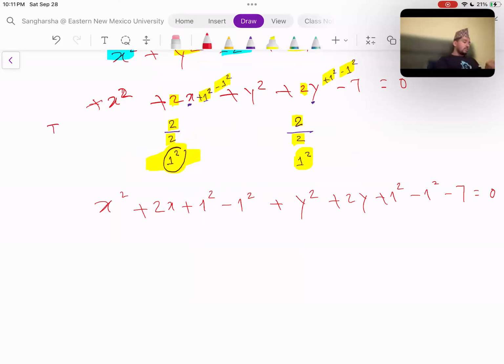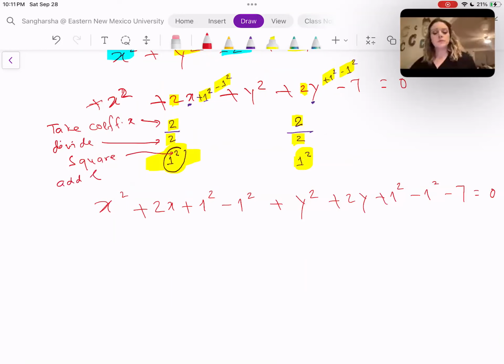So you're gonna take the coefficient of x, which is 2, divide by 2, square it, add and subtract in the same side this number. That's what I did here.